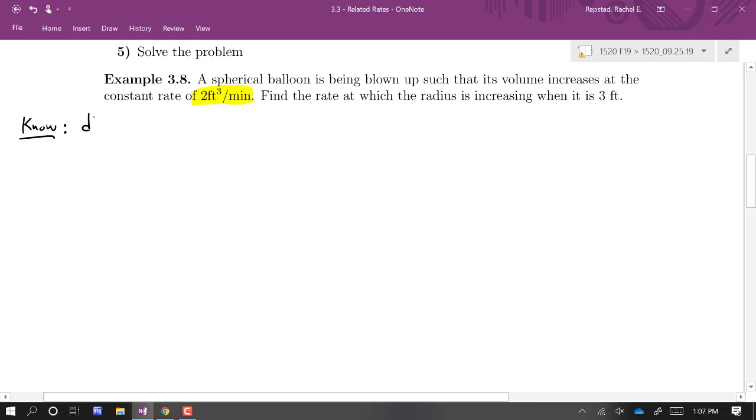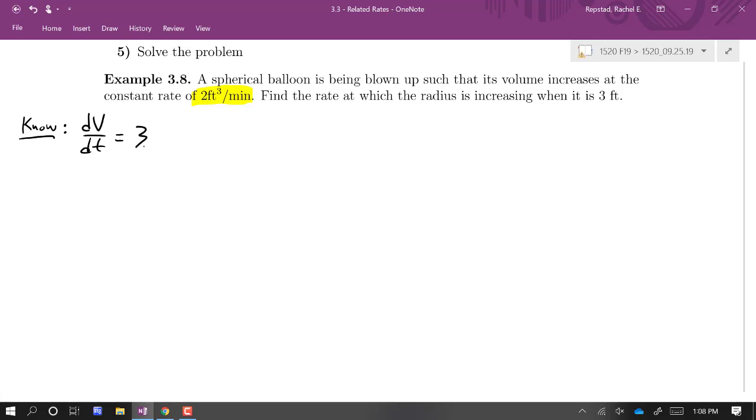We know that dV/dt is equal to, and now the volume is increasing, that tells me that the derivative is a positive 2. If the balloon was deflating at that rate, it would be a negative derivative.